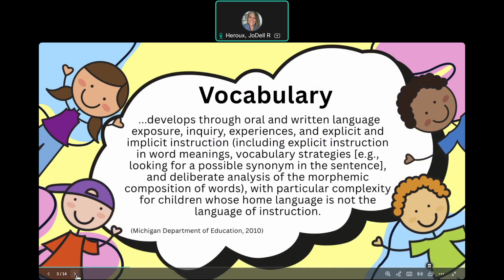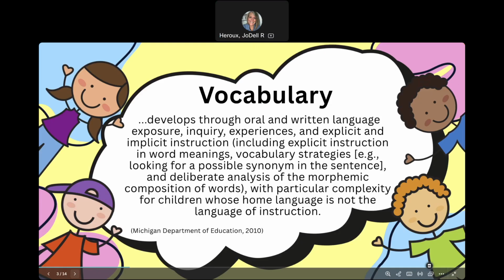Now we're going to talk about how it develops. It develops through oral and written language exposure, inquiry, experiences, and explicit and implicit instruction. So including explicit instruction in word meanings, vocabulary strategies, and some of those strategies are like looking for a possible synonym in the sentence. We use context clues a lot. And deliberate analysis of the morphemic composition of words. And so next week we'll get more into what morphemes are, or morphology is.